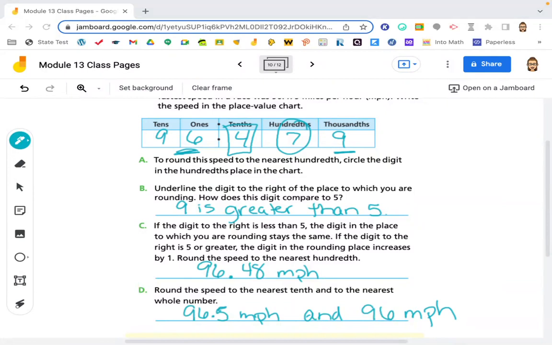And that is all for today's lesson. Hopefully, you are now able to use an understanding of place value to round decimals to a given place.